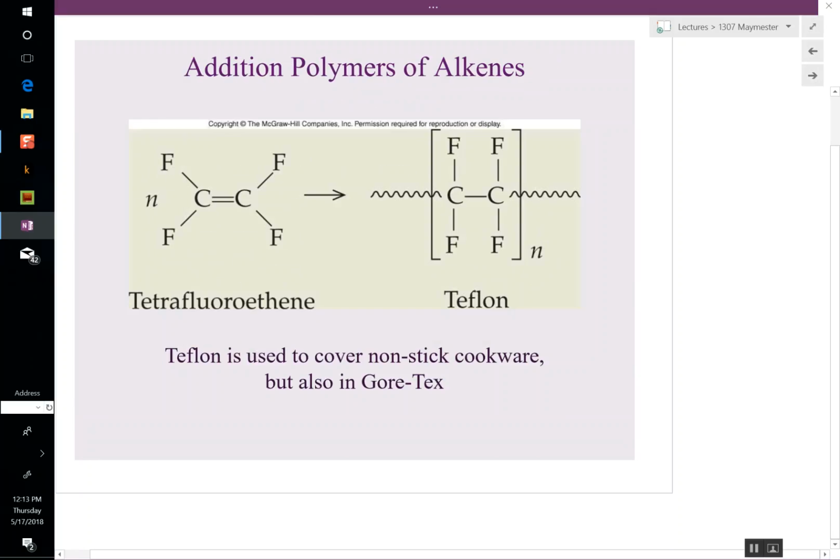Pardon me? What are they doing? Polymerizing it. Polymerizing. So that's your monomer, and you do that 100 times or 1,000 times, you have 1,000 of those units. It would be 2,000 carbons long, because it'd be 1,000 monomers. That's Teflon.